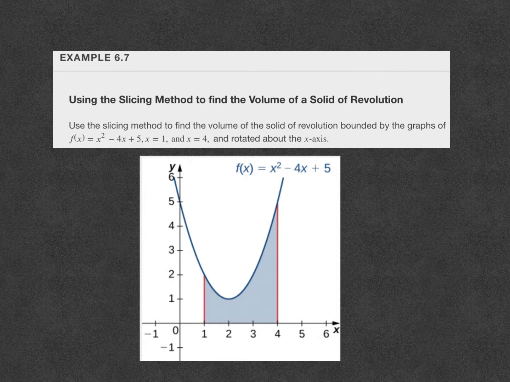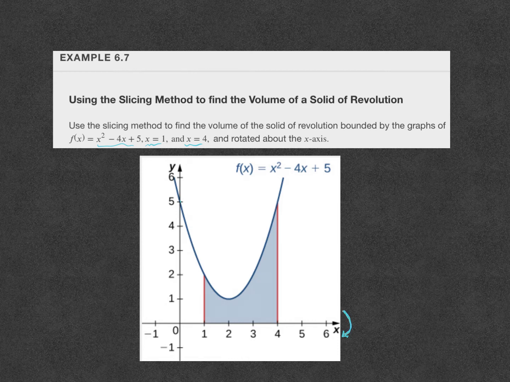We're given a function f of x equals x squared minus 4x plus 5, and the bounds are from x equals 1 to x equals 4. I have the graph there for you with the region highlighted. Our function is a parabola. The y-intercept is up here at 5. This is the region that we are looking at, and we are going to revolve that region around the x-axis.